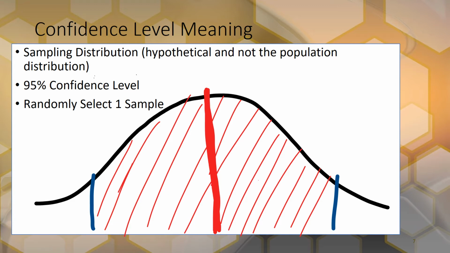Remember, the population distribution is the histogram of all individual values. This is a histogram of the sample means. This is what I've drawn here, and I want to have a 95% confidence level, and I'm going to randomly select one sample and create a confidence interval for that sample.